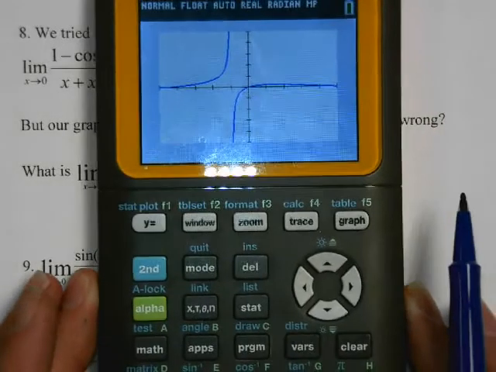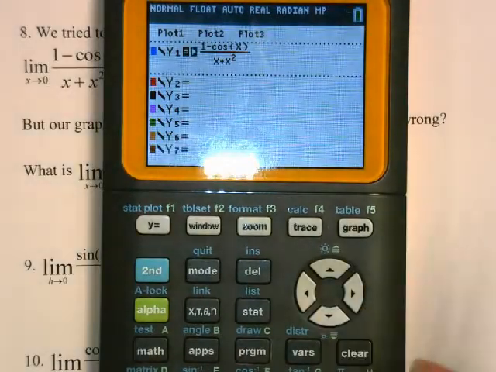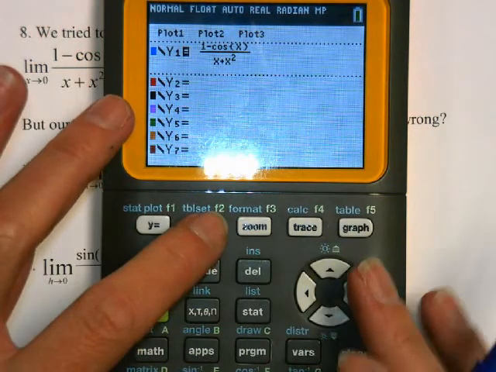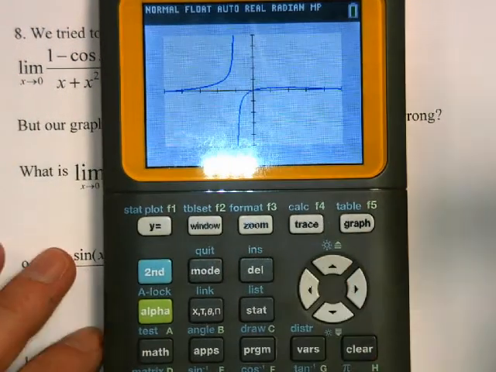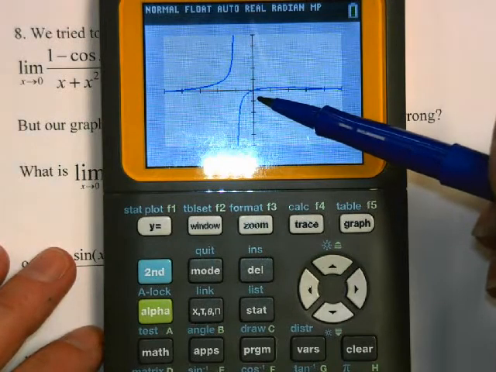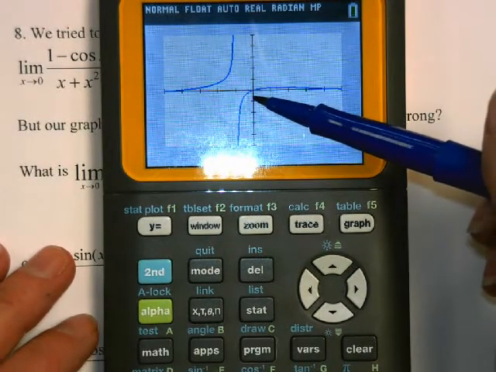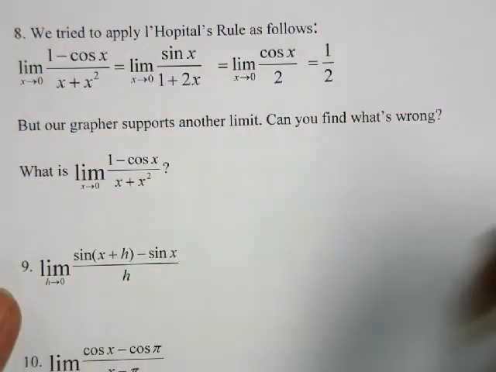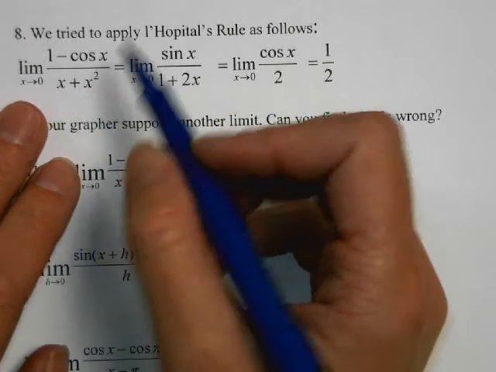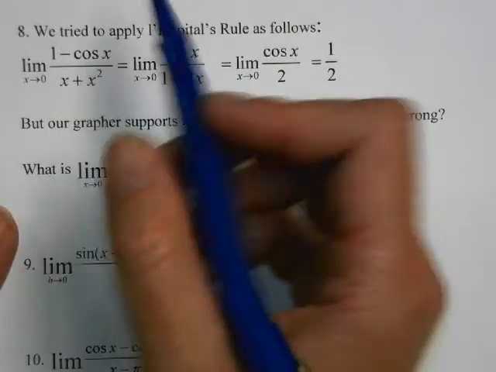But if we were to graph this, in my y equals, I've got 1 minus cosine x over x plus x squared. If I go to the graph, at 0, that's not approaching 1/2. That appears to be right at 0. So what went wrong? Well, the key is we have to check for the 0 over 0.